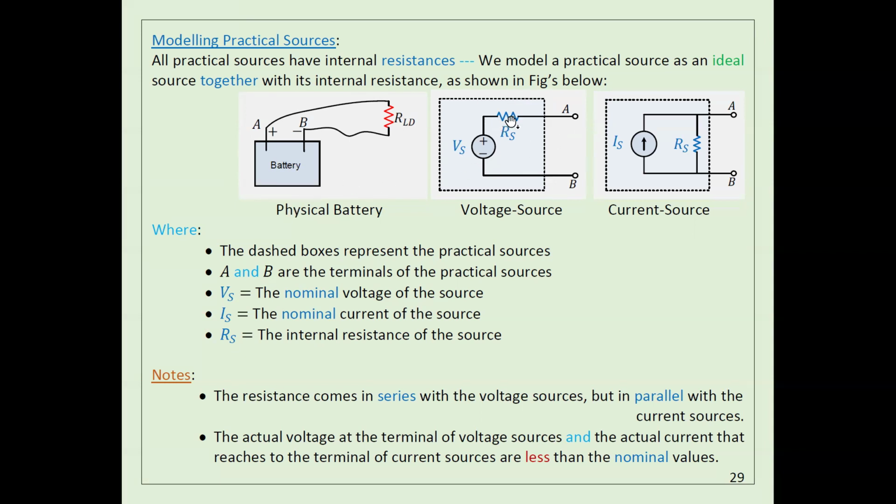Ideally, this resistance is zero. In reality, practically, we have a resistor, and usually it's a small value, 1 ohm, 2 ohms, usually a small value.